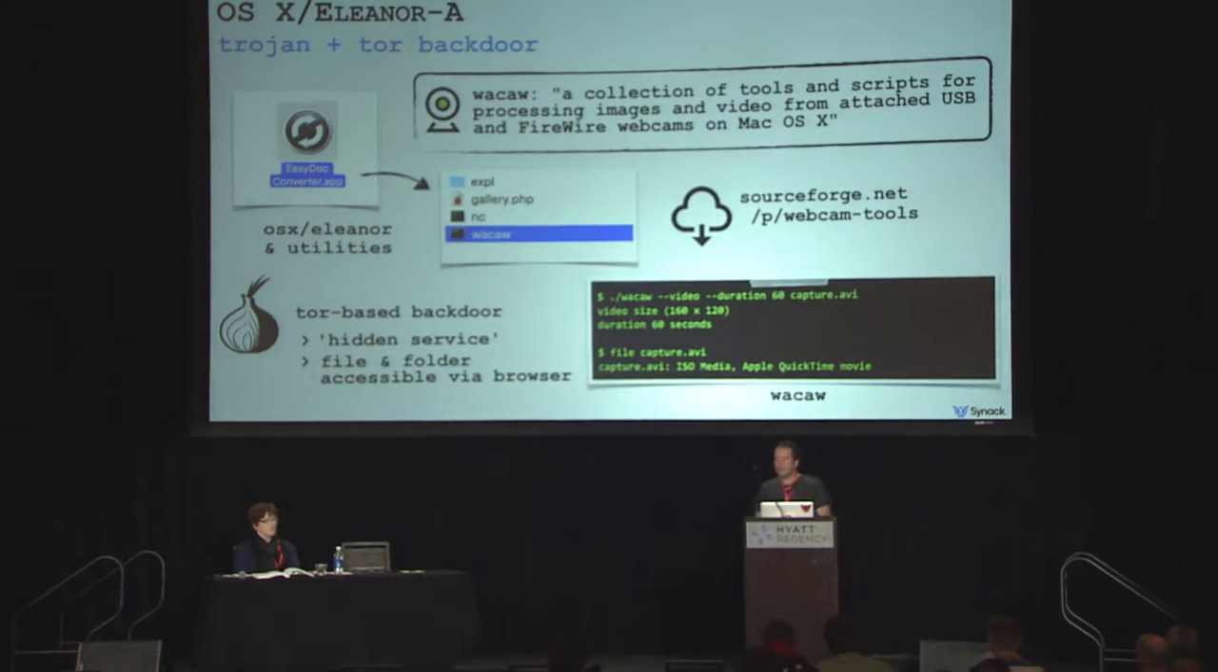A more recent sample that was discovered in July by Bitdefender is Eleanor. So this was a Tor-based backdoor that also contained a variety of open source tools that extended the functionality of the malware. This is fairly common.